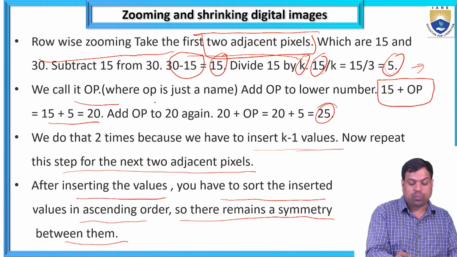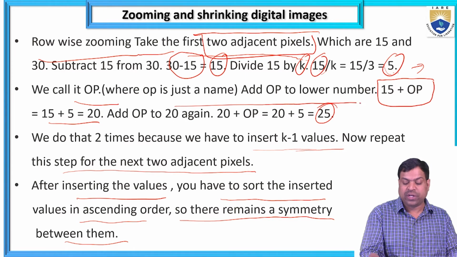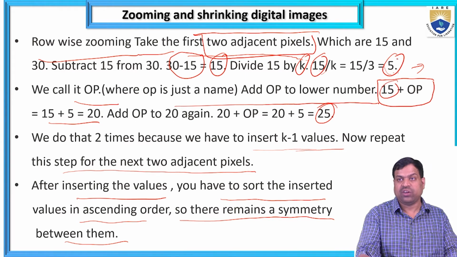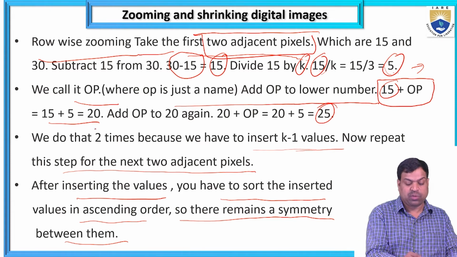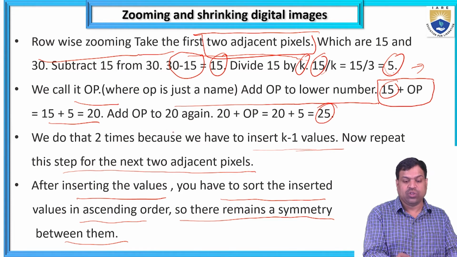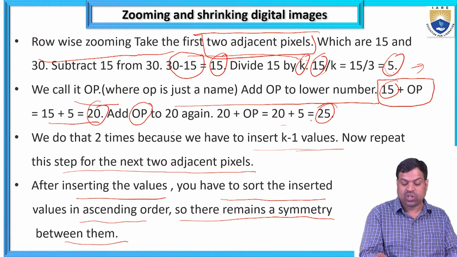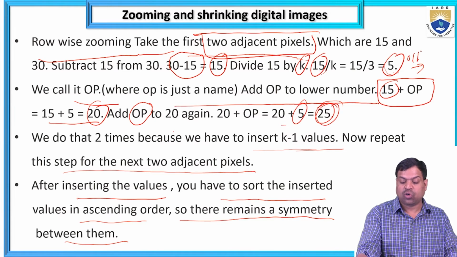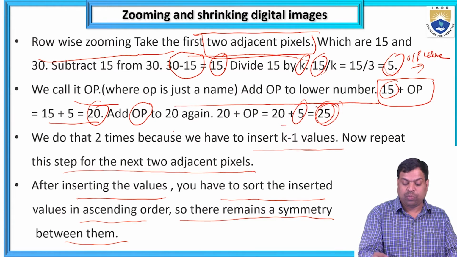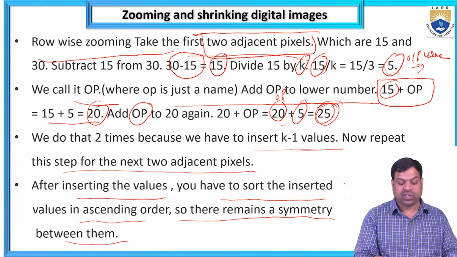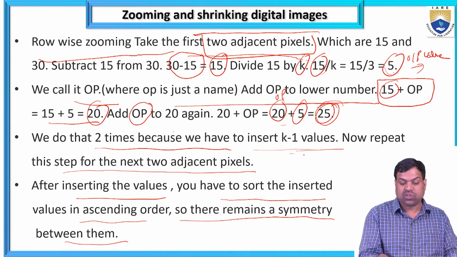This we can call OP. So add OP to the lower number. So 15 plus 5 equal to 20. Add OP to the 20. So OP value is 5, and 20 plus 5 equal to 25. So 2 times, because we have to insert k minus 1 values.